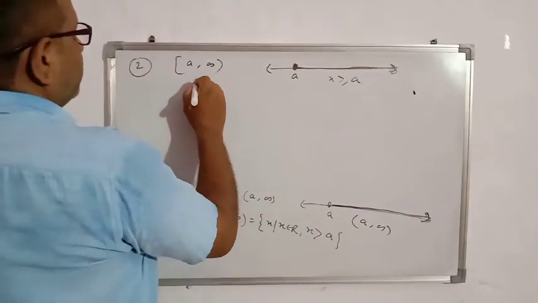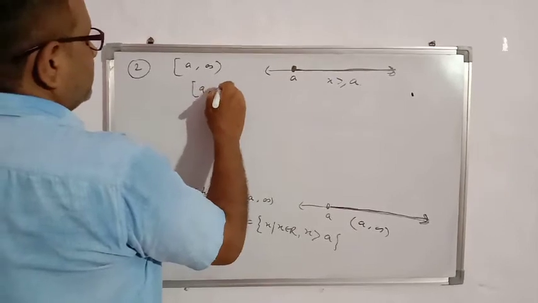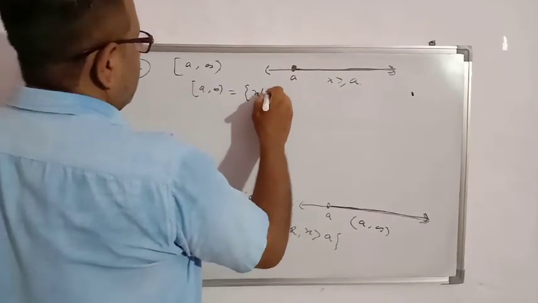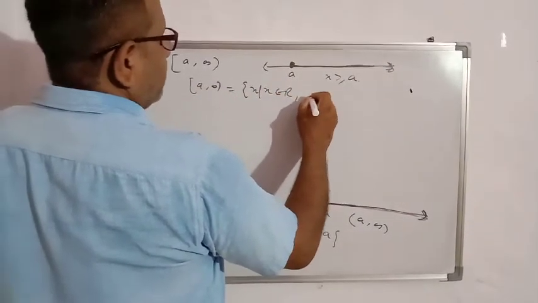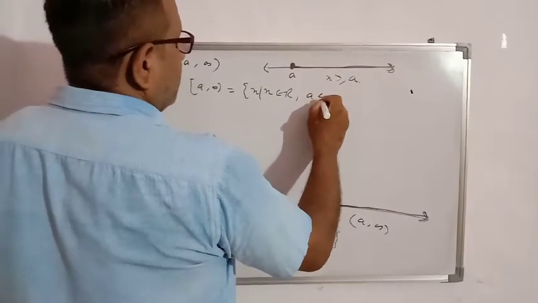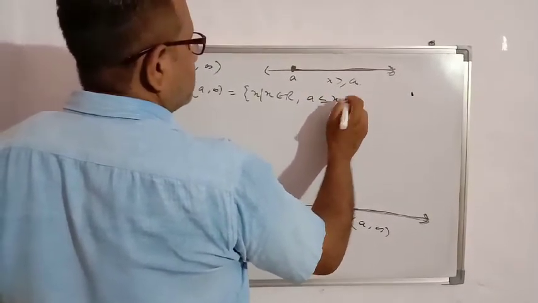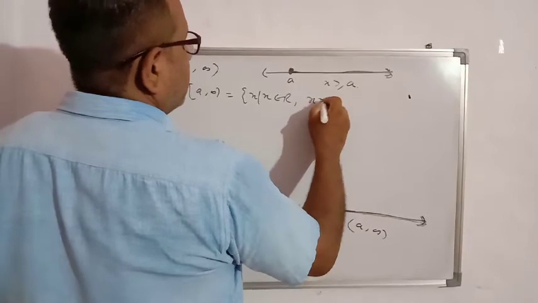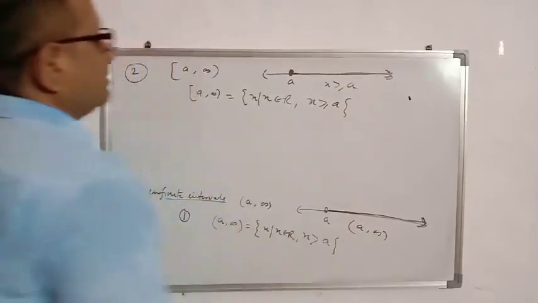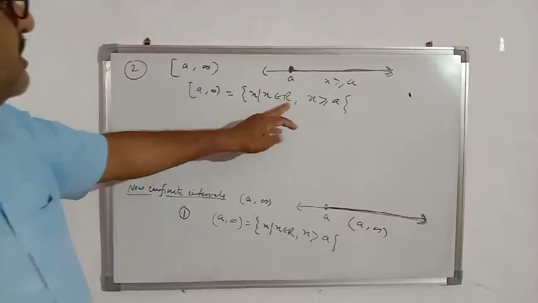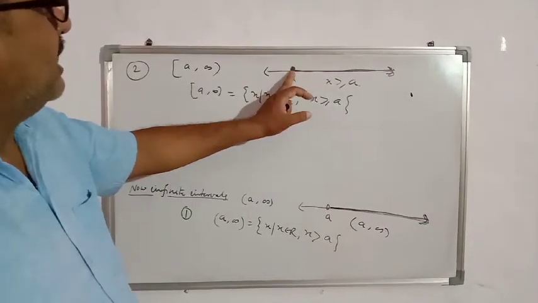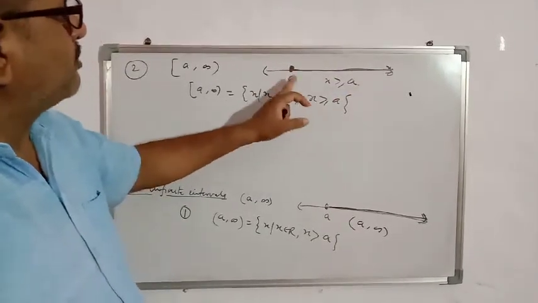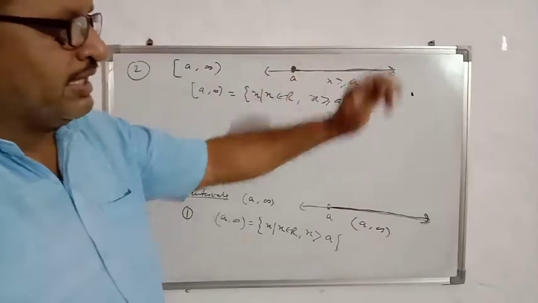In the set builder form, we can write it x such that x is a real number, x greater or equal to A. X such that x is a real number, and what is x? X greater or equal to A. X may be equal to A and all those numbers which are greater than A.